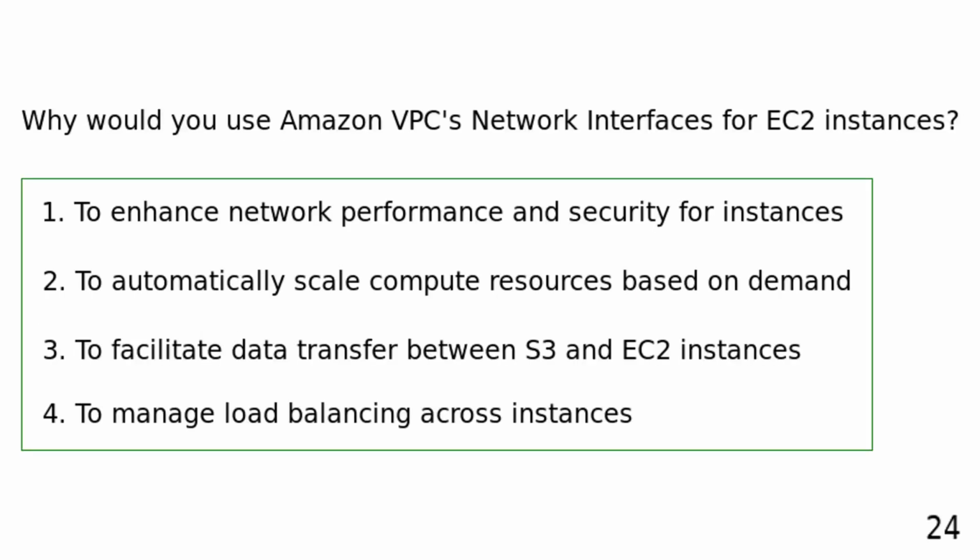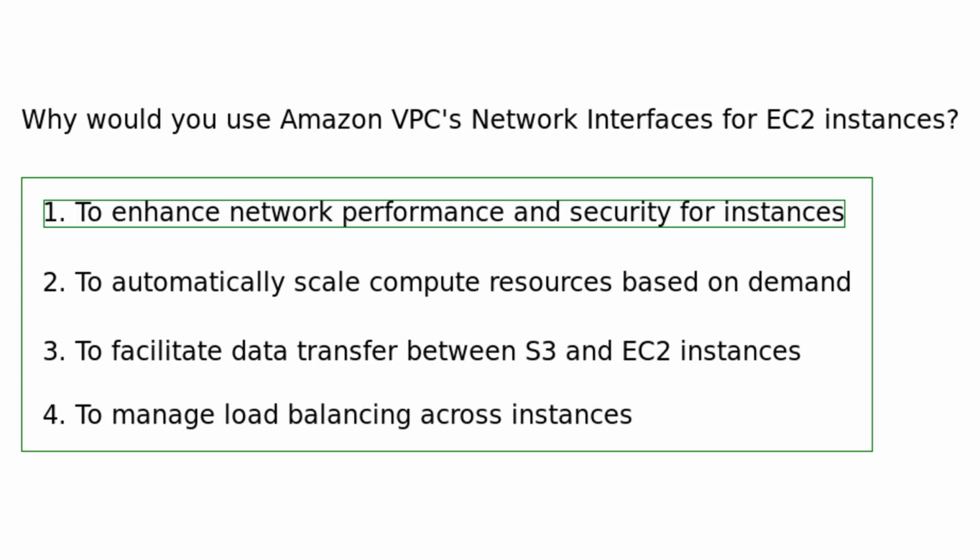Why would you use Amazon VPC's network interfaces for EC2 instances? To enhance network performance and security for instances. To automatically scale compute resources based on demand. To facilitate data transfer between S3 and EC2 instances. To manage load balancing across instances.